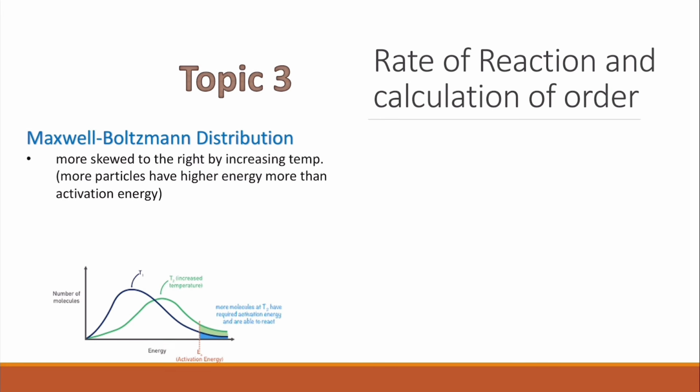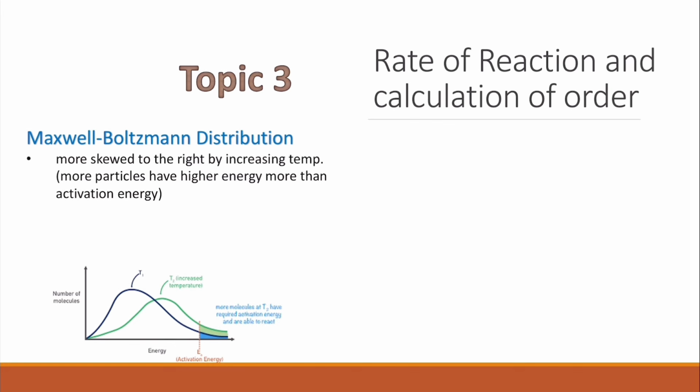So they tend to ask you to sketch a graph for the Boltzmann distribution curve for 2 different temperatures or 2 different concentrations. So remember, when you sketch this curve, first of all, label the X and Y axes. The X axis will be the energy or kinetic energy, and the Y axis will be the number of molecules or number of particles.